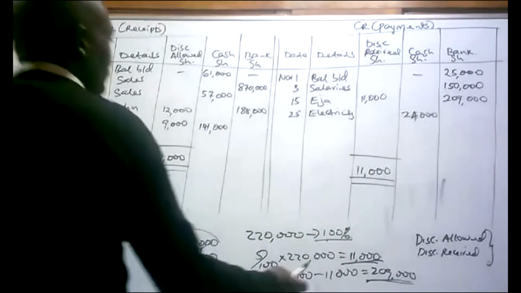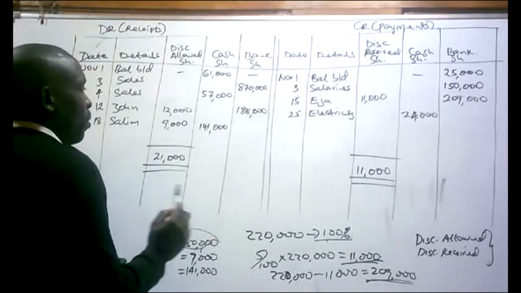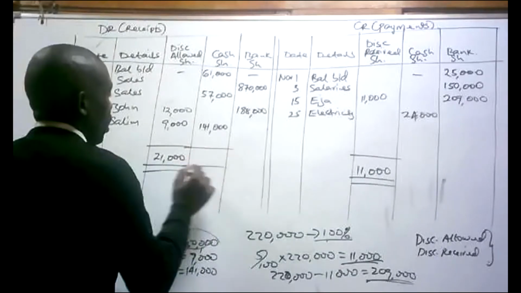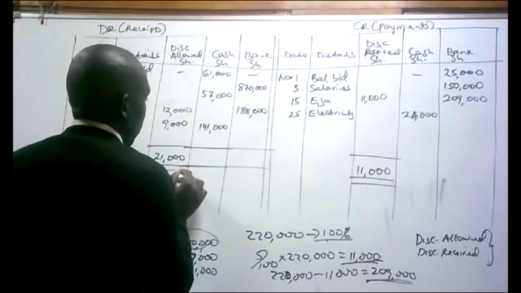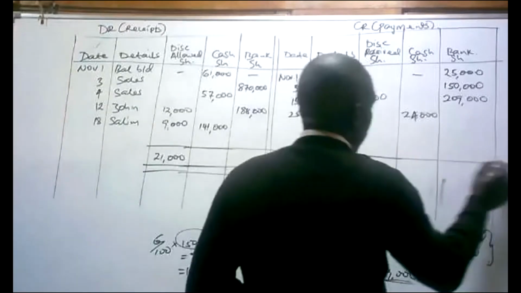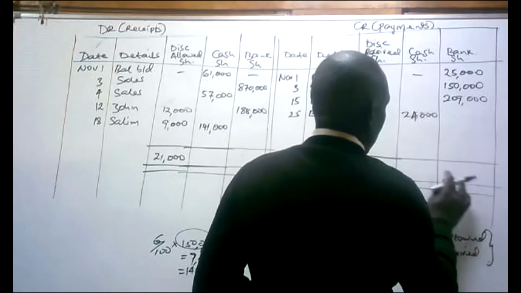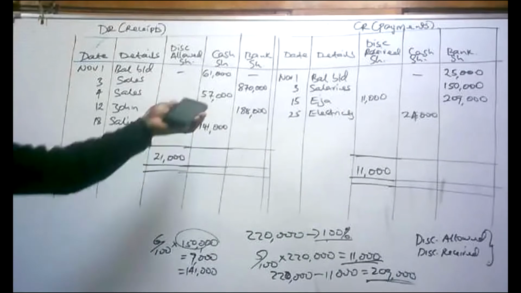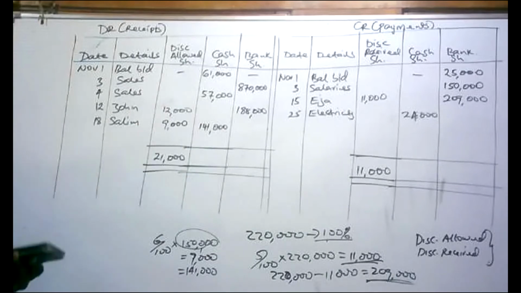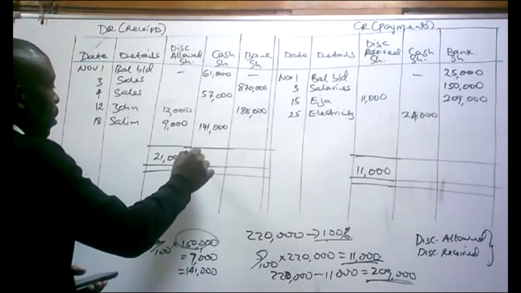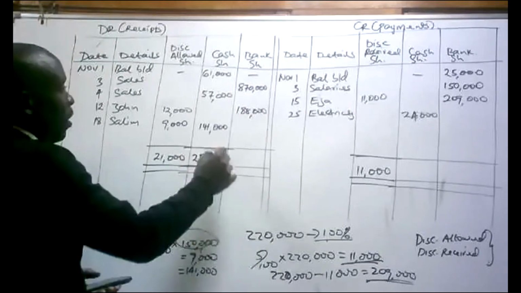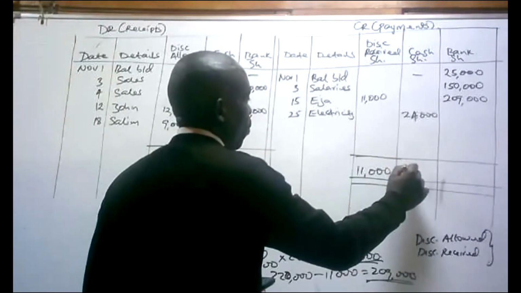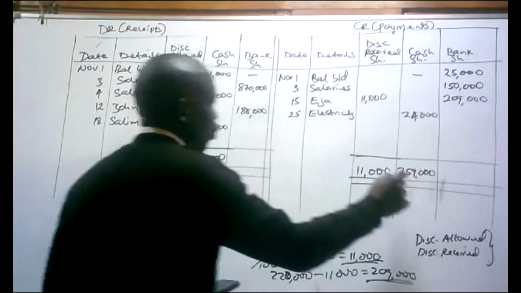Cash and the bank must be balanced. The figure here and the figure here should be the same. So you need to add for cash this side, and you also do the same for this other side. This cash is how much? 259,000. This side should also have 259,000. That is now the act of balancing.